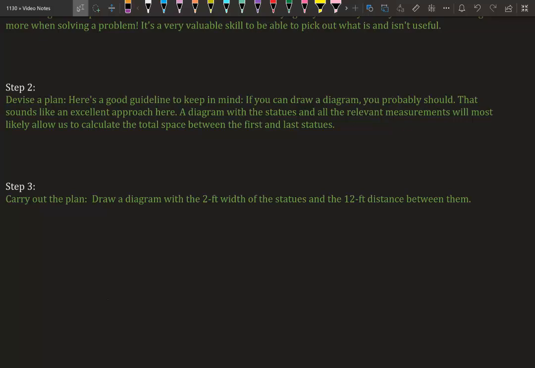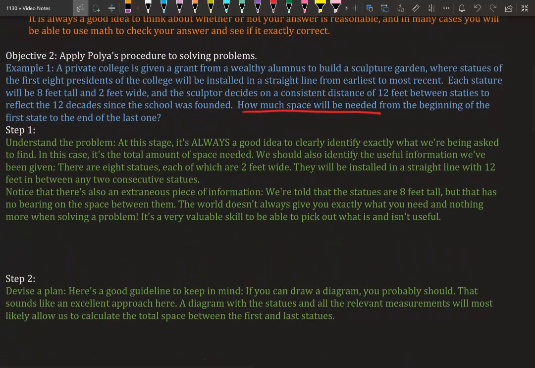So let's carry out a plan. Let's draw the diagram with 2 feet width of the statues that are 12 feet apart. So this is where we're going to actually start to carry out what we're talking about here. So we have a certain amount of statues and a certain amount of distance they need to be apart. And it told us already that we are going to have 8 statues. Let me change that color.